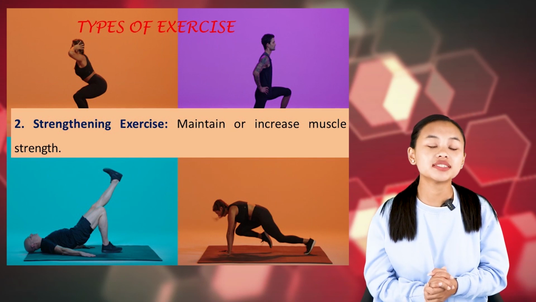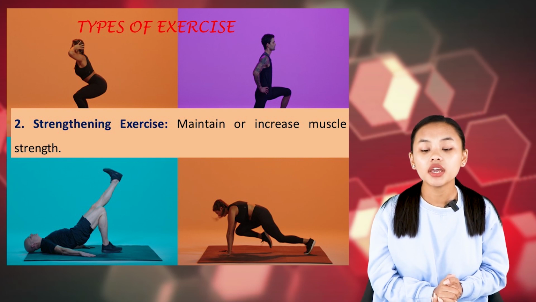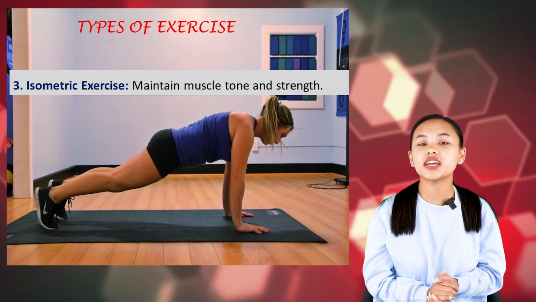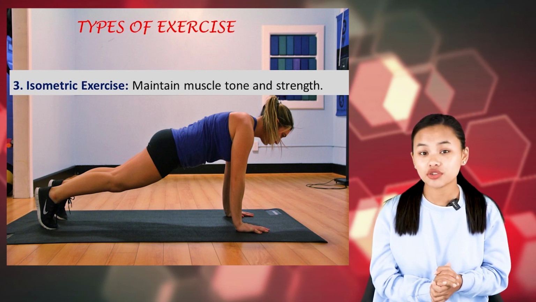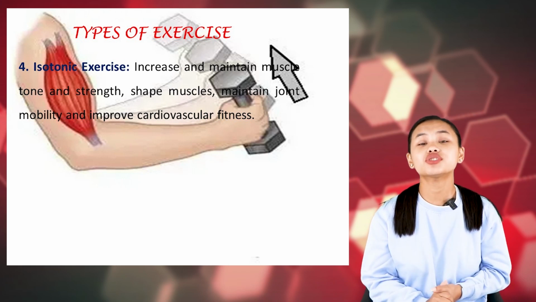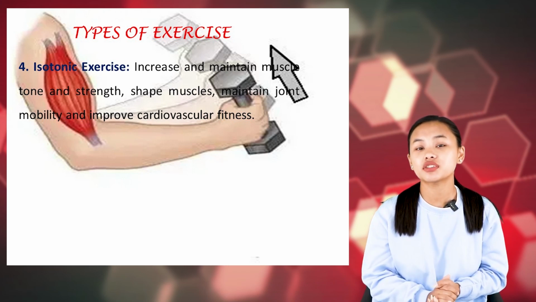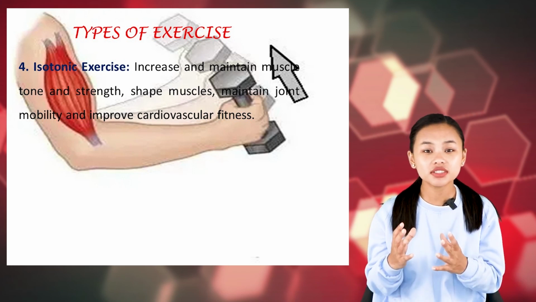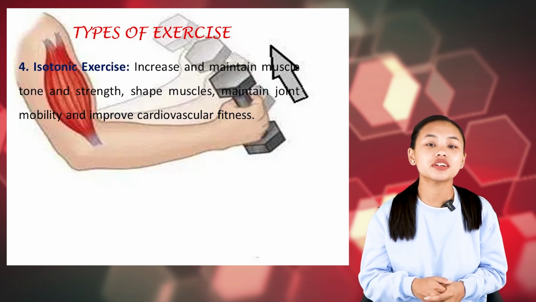The second one is the strengthening exercise. These exercises are usually performed in order to maintain or increase the muscle strength. The third one is the isometric exercise, which is done in order to maintain the muscle tone and strength. Whereas the fourth one is the isotonic exercise. These exercises are also done in order to increase and maintain the muscle tone and strength. It also helps to maintain the shape of the muscles, maintain joint mobility, and also improve the cardiovascular fitness.